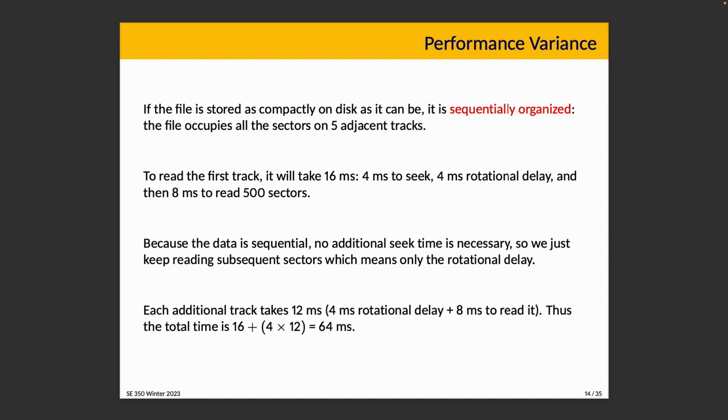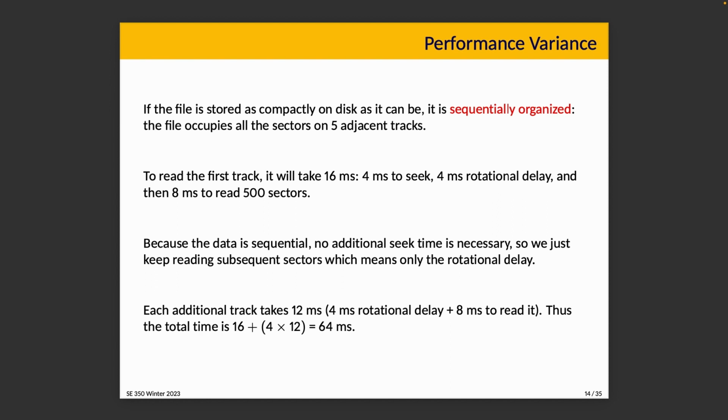So let's imagine, if we're going to choose the simplest option, the data is sequentially organized. So the file occupies all of the sectors on 5 adjacent tracks. So all the pieces are right next to each other. It's as if you wrote it down immediately one piece after another, all on adjacent tracks. So to read the first track, it takes 16 milliseconds in this example: 4 milliseconds seek time, which we established from the question description, 4 milliseconds rotational delay, which is why we chose 7500, because it makes the math a little cleaner, and then 8 milliseconds to read each of the 500 sectors.